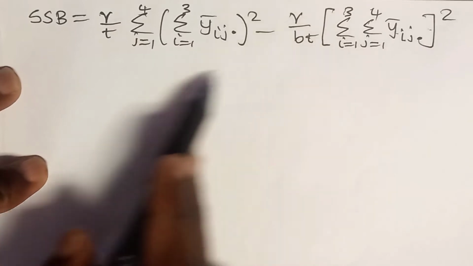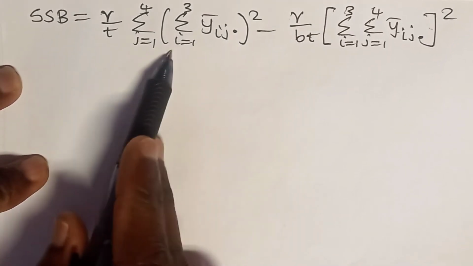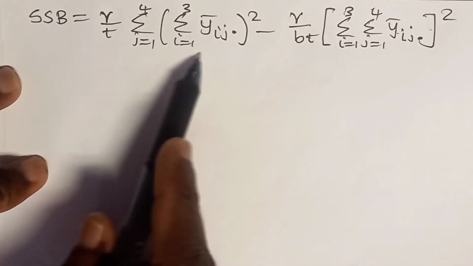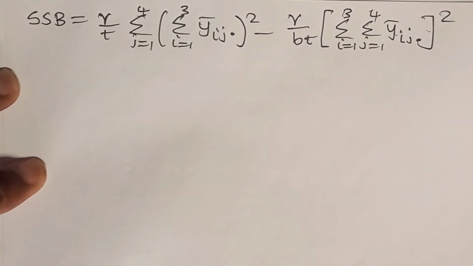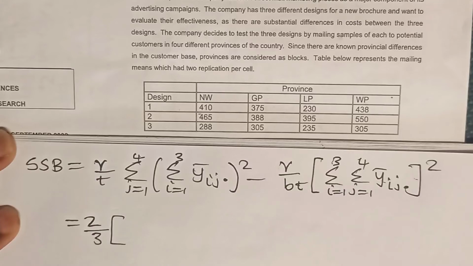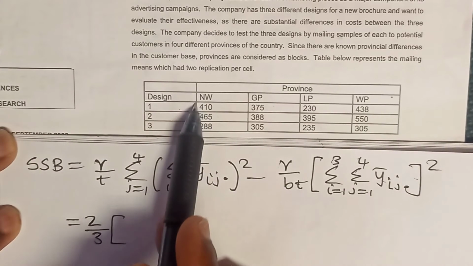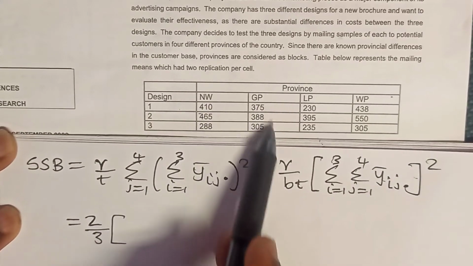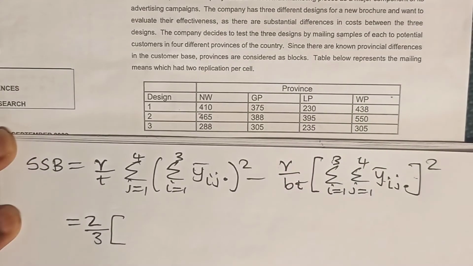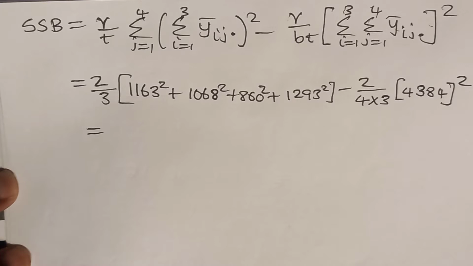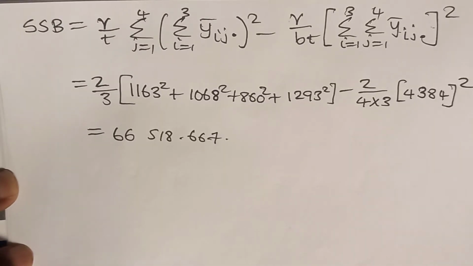Now moving to SS block. This is the formula. Here you will need the sum of the means of each cell on that particular block. For the first block we square, for the second block we square, for the third block we square, and for the fourth block we square. So we find the sum of squares for block as 66,518.667.